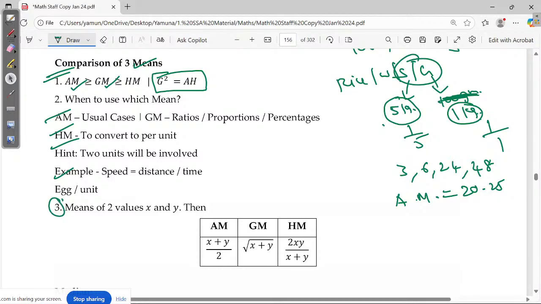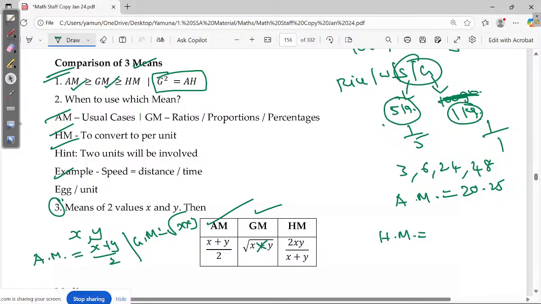Third one. I have two values, x and y. What does arithmetic mean? Simple. x plus y by 2. Right? This one over. What does geometric mean? Square root of x into y. If no number is mentioned, it is understood as square root.